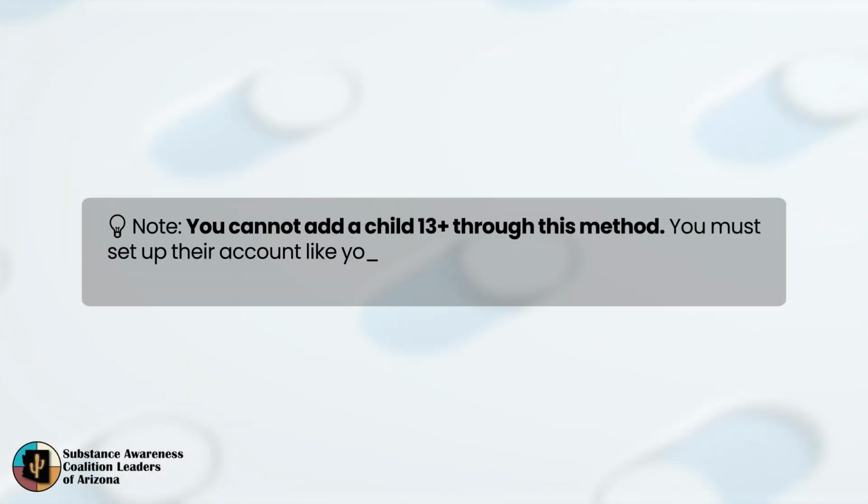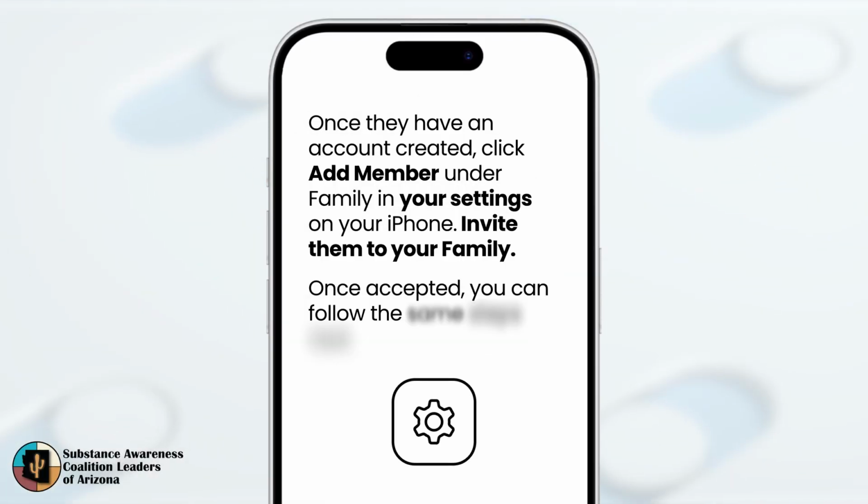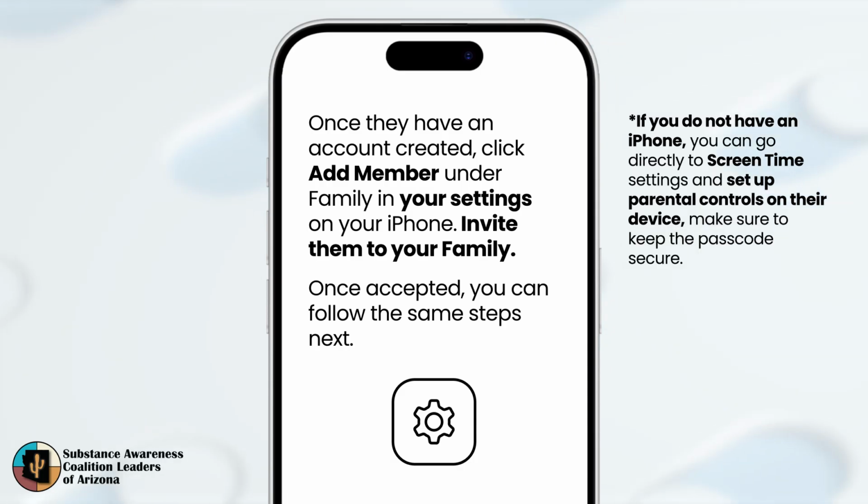Note, you cannot add a child over the age of 13 through this method. You must set up their account like you would for yourself. You may do this with their phone. Once they have an account created, click Add Member under Family in your settings on your iPhone. Invite them to your family. Once accepted, you can follow the same steps next. If you do not have an iPhone, you can go directly to Screen Time settings and set up parental controls on their device. Make sure to keep the passcode secure.